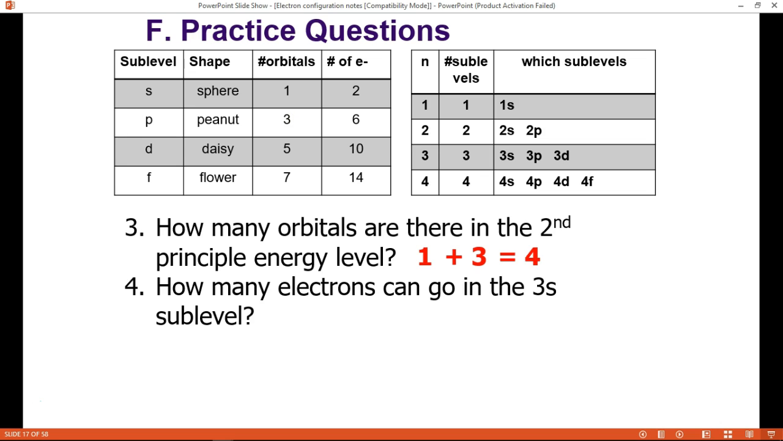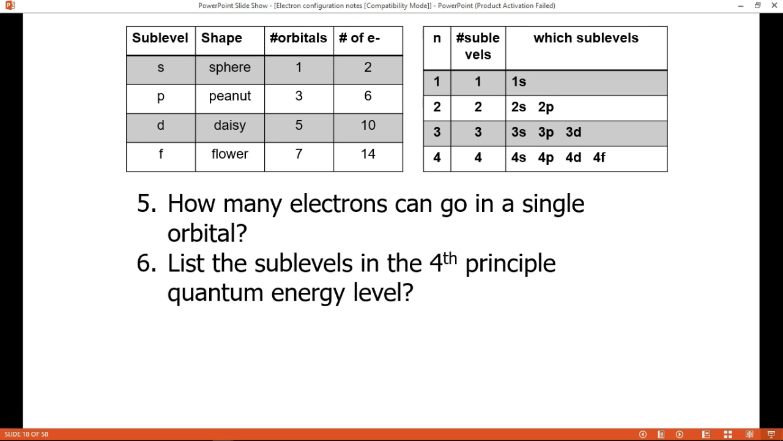All right, number 4, how many electrons can go in a 3s? So now we're specifically talking about the third energy level s. It could say 4s, it could say 1s. In the s orbital, we can only put 2 electrons. That's the answer to that one. Number 5, how many electrons can go in a single orbital? So in one orbital, you can put 2 electrons.